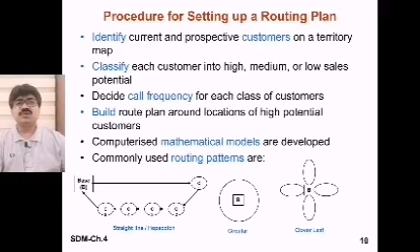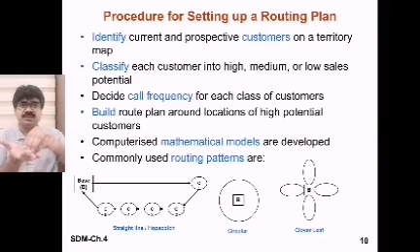Now the procedure of setting up a routing plan; there are different procedures used. First, identify the current and prospective customers on a territory map. You should have a map of your territory, and in the map you should identify where all your customers are. Then classify each customer into high potential, medium potential, and low potential. Then you should decide the visit frequency for each customer. A high potential customer should be visited frequently, a medium customer quite often, and a low potential customer need not be visited very frequently. Your route plan and location should be around the high potential customers.